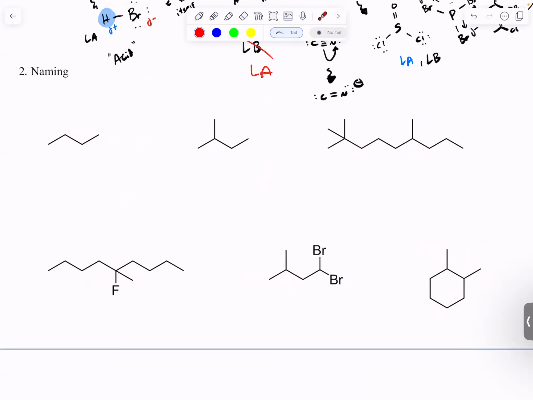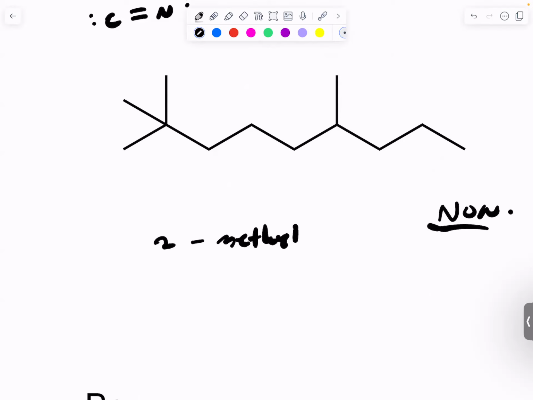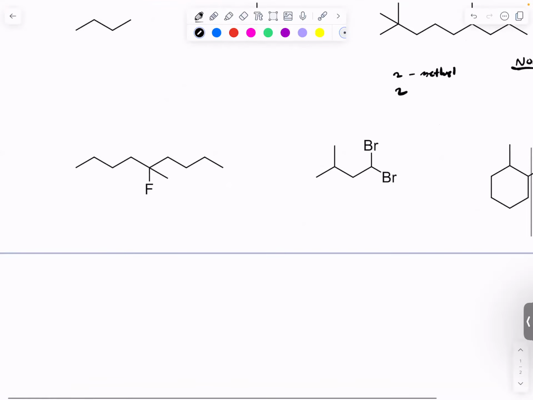Perfect. Methyl. Starting left to right. 1, good. 2, 3, 4, 5, 6, 7, 8, 9. So we're at 2, 2, 6 trimethylnonene. Perfect. Easy. I'm not even gonna rewrite it because you got it. Awesome. Okay. Fluorine, methyl.